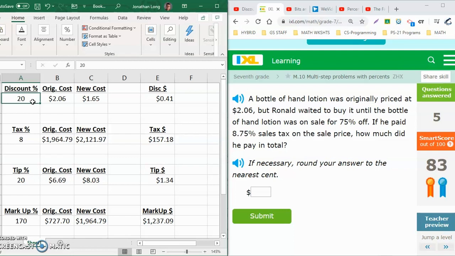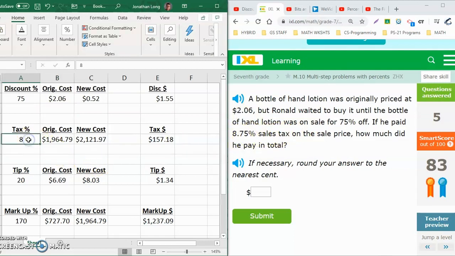So in a week or two, all Easter stuff in stores is going to be drastically reduced because they need to get rid of it and at least sell it for something. So 75% off. So what does he now owe? He now owes 52 cents. How much did he actually save? $1.55. He's paying 8.75% sales tax.